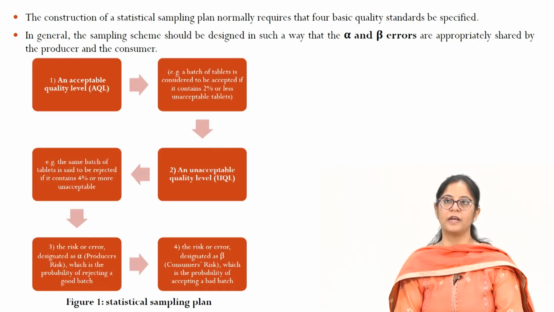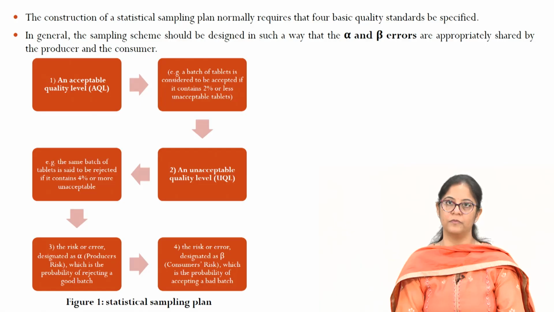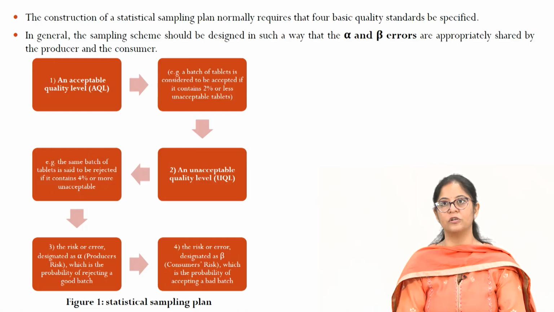The construction of a statistical sampling plan normally requires that 4 basic quality standards be specified. In general, the sampling scheme should be designed in such a way that the alpha and beta errors are appropriately shared by the producer and the consumer. So, an acceptable quality level: a batch of tablets is considered to be accepted if it contains 2% or less unacceptable tablets. Then an unacceptable quality level is there.